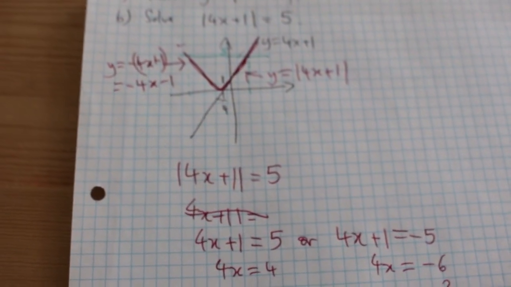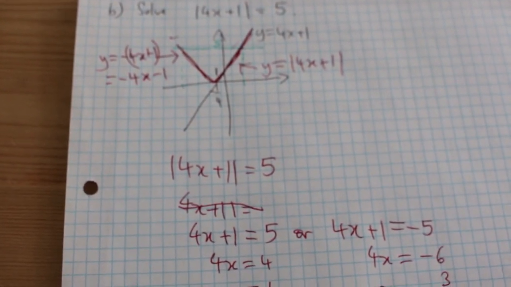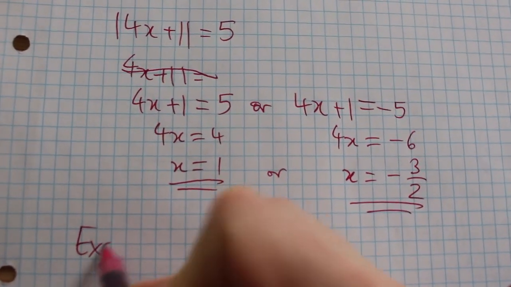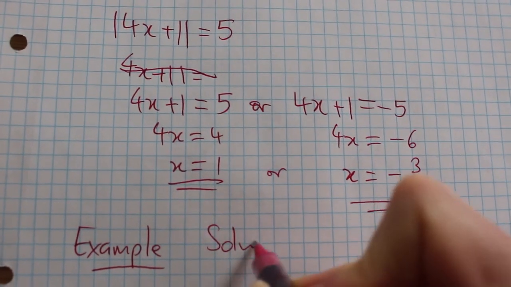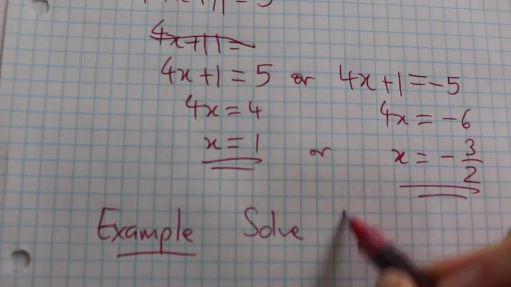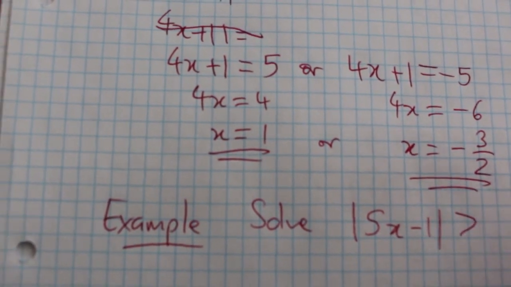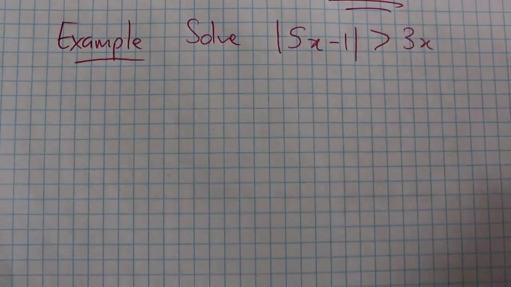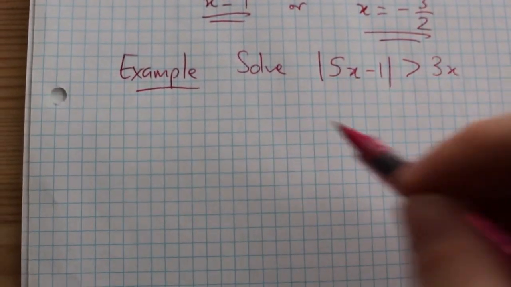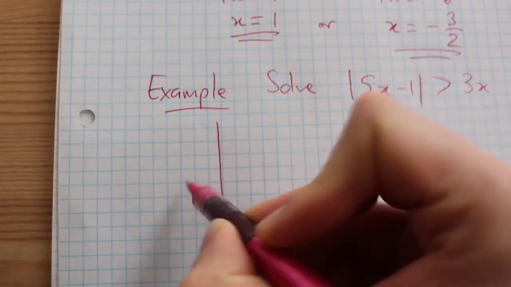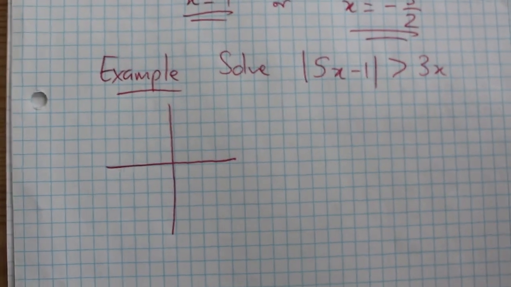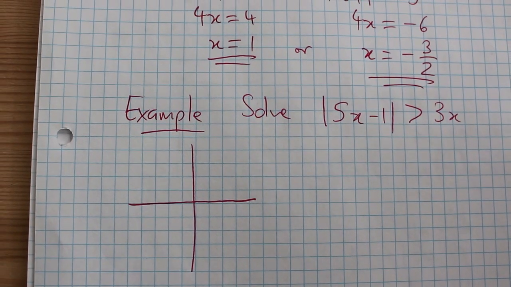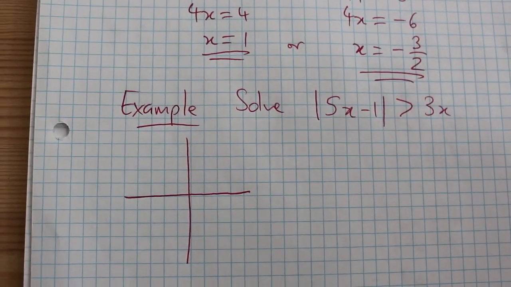Okay, and now we'll just move on to solving an inequality. If we have a different example, this time we want to solve the modulus of 5x minus 1 is greater than 3x. And again, a graph is going to help us do this. So we could start by drawing the graph. We have two different things we need to put in our graph: the line y equals 3x and the modulus graph y equals modulus of 5x minus 1.